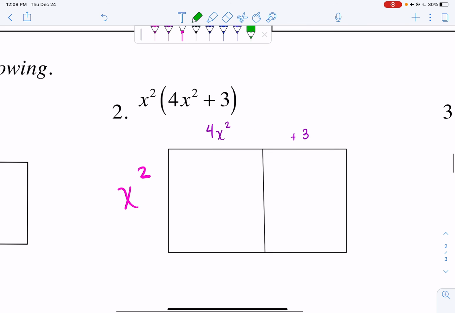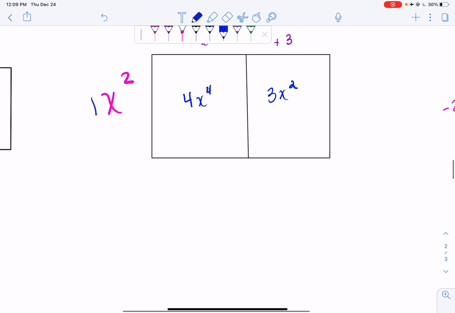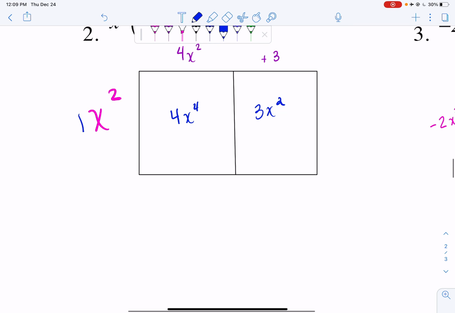Let's go on to our next example where we perform the operation of x squared times 4x squared plus 3. There's no coefficient to multiply, so I just get my 4, because this is really a 1, so 1 times 4 is 4. X squared times x squared, I just add my exponents. 2 plus 2 is 4, so I get 4x to the 4th. And then when I do 3 times x squared, or 1x squared times 3, I just get 3x squared. And it's all positive, so my final answer is 4x to the 4th plus 3x squared. And that's your final answer.